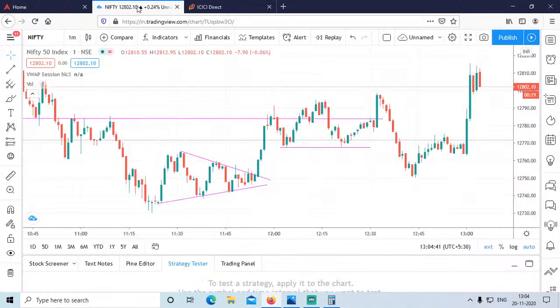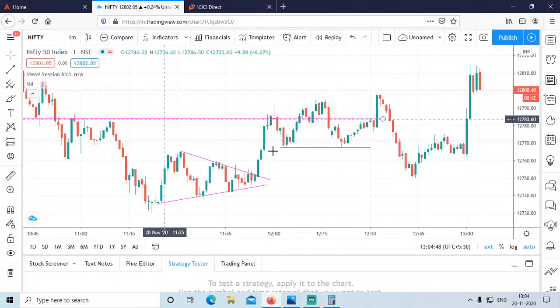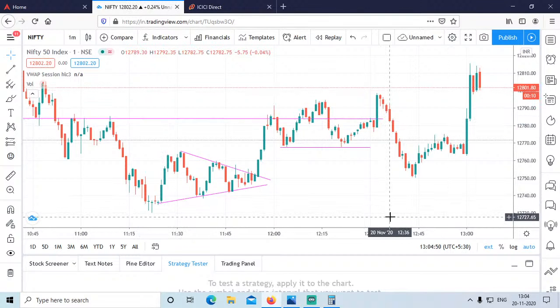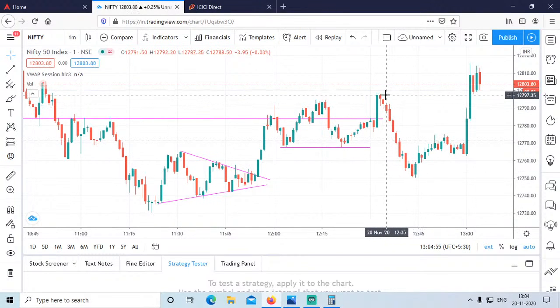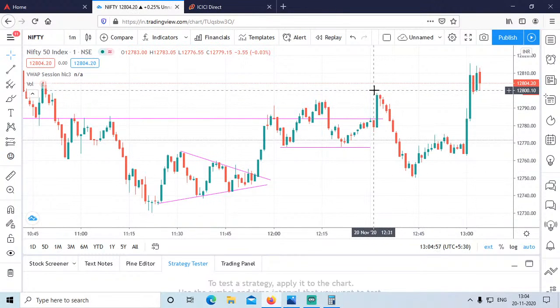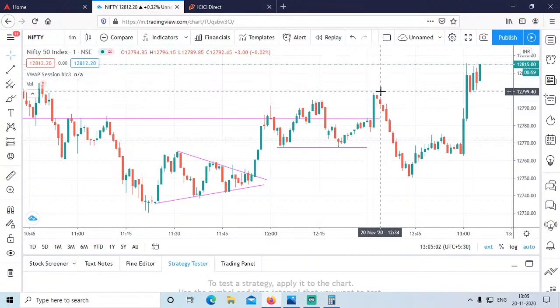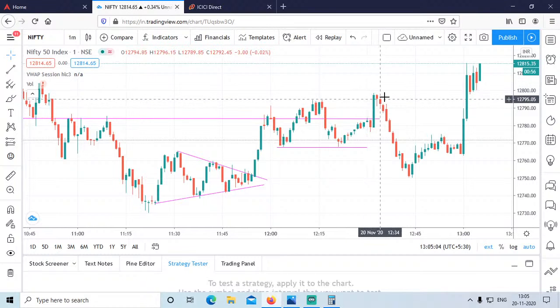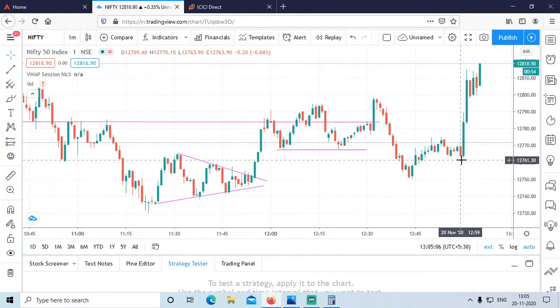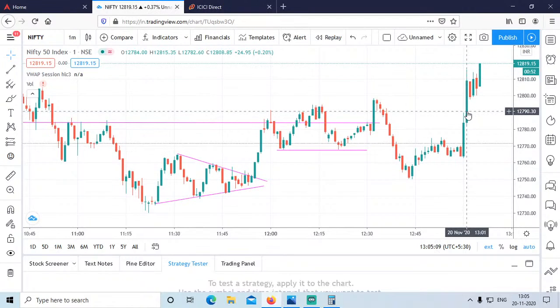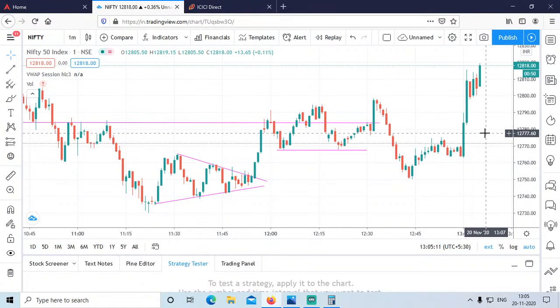I don't know, somebody is playing heavily in the market. I can see all big candles. For sure today, if somebody is playing in option buying, I think they will be in a heavy profit or heavy loss, because from here the market went down, just did a breakout, and it is going up and up heavily like anything.